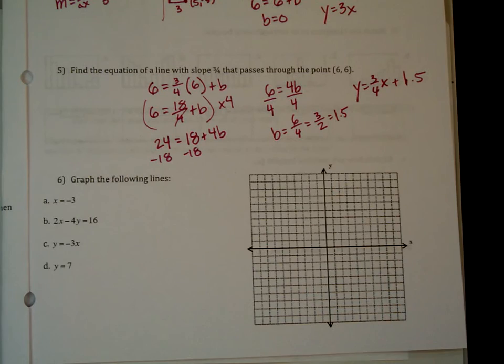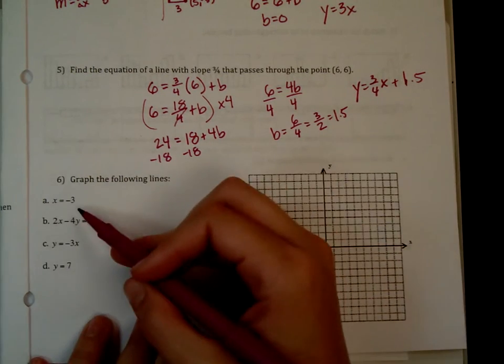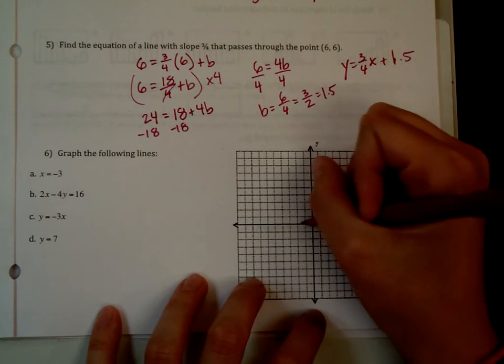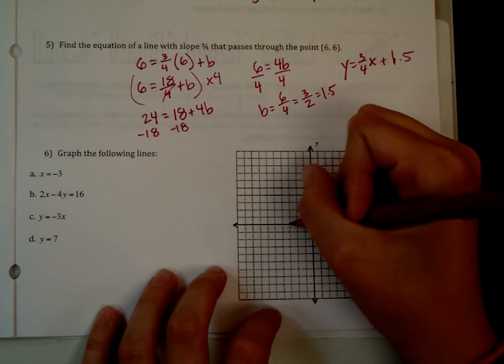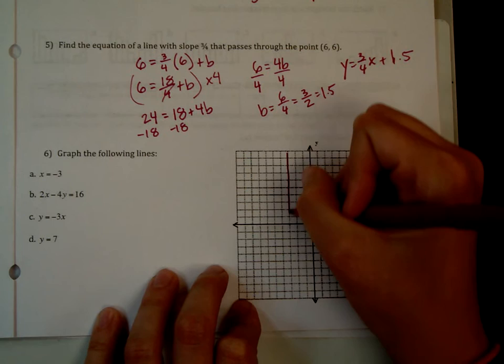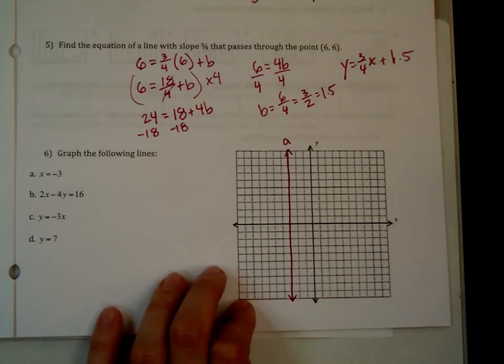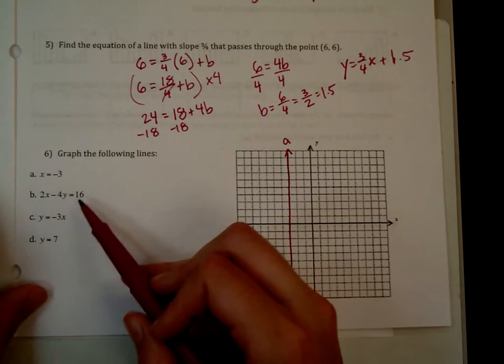Graph the following lines. x equals negative 3. So if x is always negative 3, then that's going to be right here. It's going to be a straight line at x equals negative 3. I'm going to label that A. B, I'm going to skip and come back to that in a second.